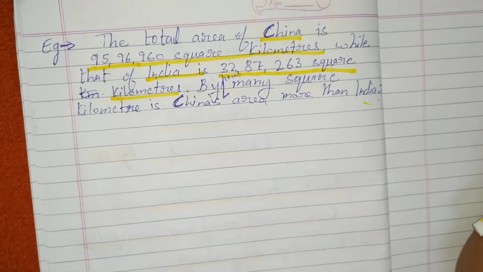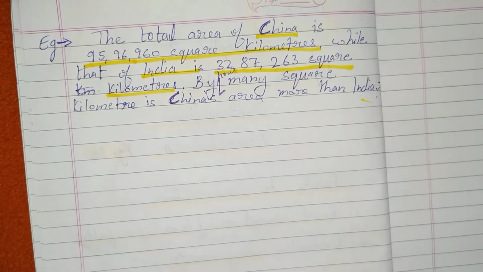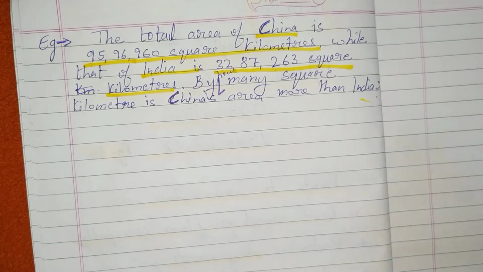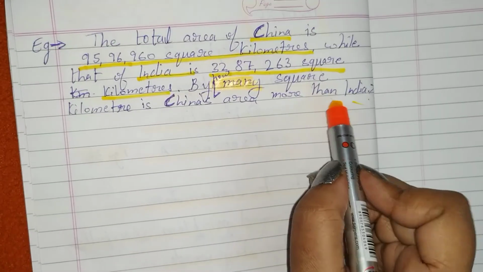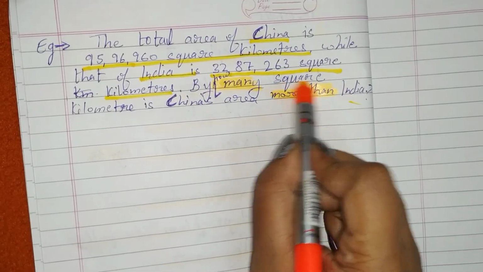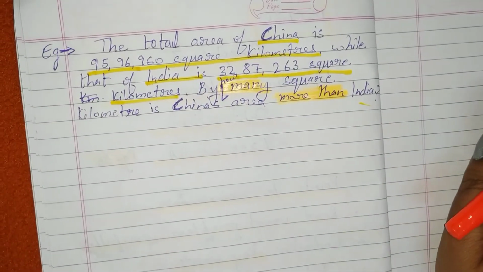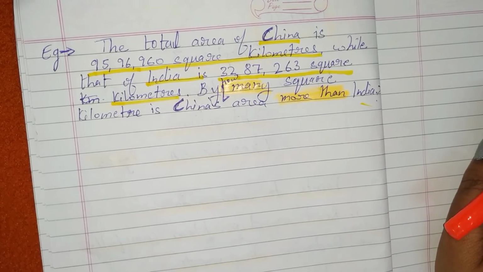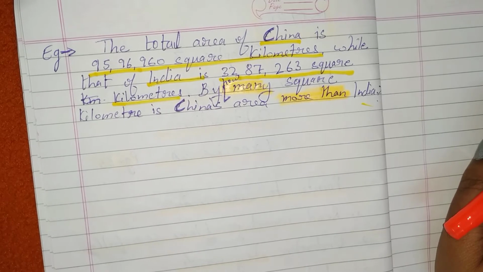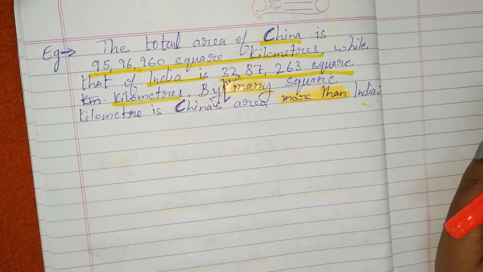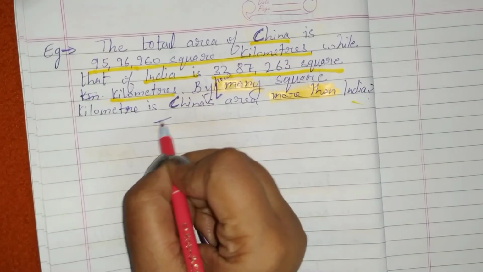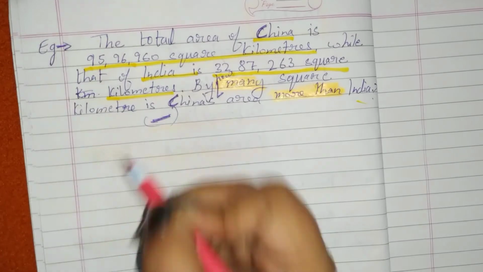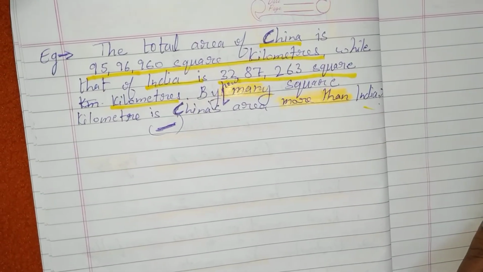Yes, now what you have to find? By how many square kilometers China's area is more than India's. So it is asking how many more than India's area. That means we are doing comparison. That means we have to apply subtraction here. Which application we have to apply here? Subtraction. Yes, this is the minus sign. This is what we are going to use here.